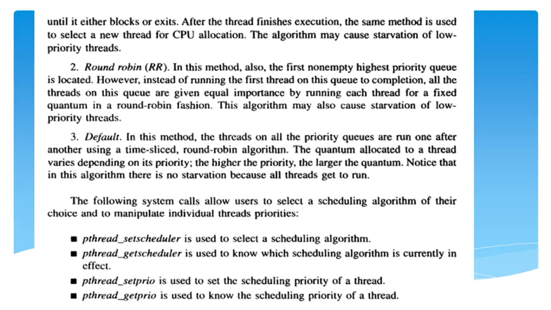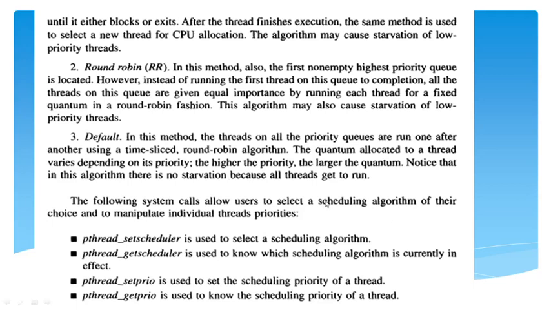In the second round, some threads' executions may be completed. In such a case, the time will go to the third thread, like that. This algorithm may also cause problems for low priority threads. And the default is this one: all the threads on all the priority queues are run one after another using a time sliced round robin algorithm.